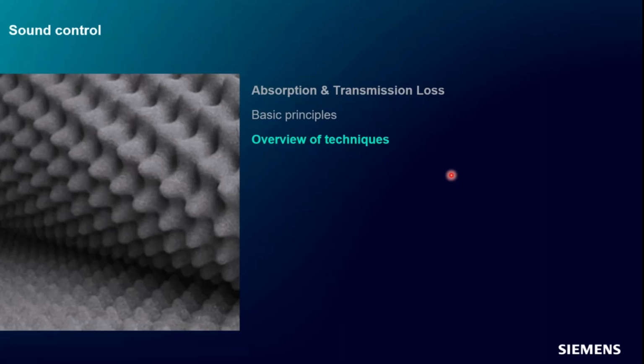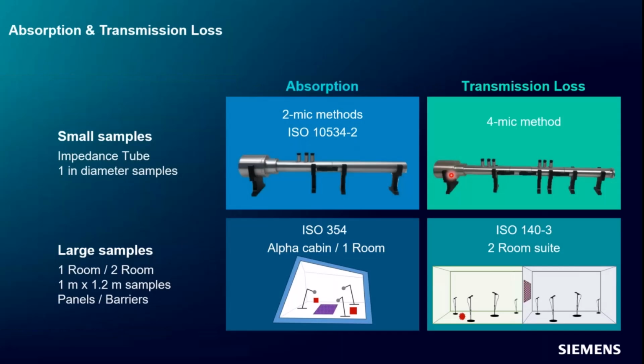Let's talk about the techniques we use to quantify these, and I'm going to talk about two different areas. We have small samples, for which we're going to use this thing called an impedance tube, for both absorption and transmission loss. And then for large samples, so maybe a bigger piece of carpet, or even a full assembly like a couch. We want to know how much our couch is going to add to the absorption in a given room. We might have larger samples where we'll use different approaches, either a one room or this thing called an alpha cabin. And then for transmission loss, we need two rooms connected to each other so that we can put our sample right in between the two. I'll talk about the different ways we do that.